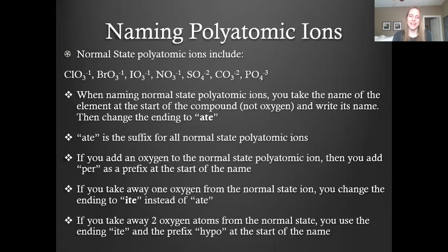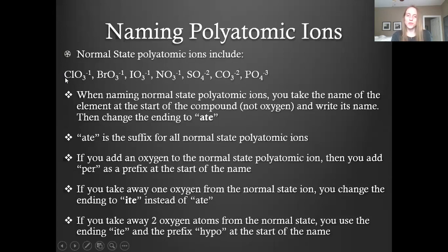If you have an extra oxygen than the normal state, so if, for example, this was ClO4-1 instead of ClO3-1, then I would add the prefix per. So instead of calling this chlorate, I would call it perchlorate. If I took away an oxygen, so if I made it ClO2-1, then I would change the ate ending to an ite ending. So instead of calling this chlorate, I would call it chlorite.